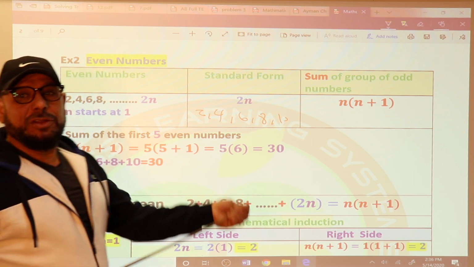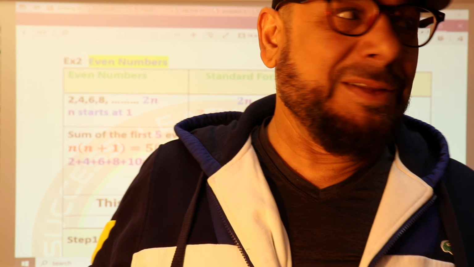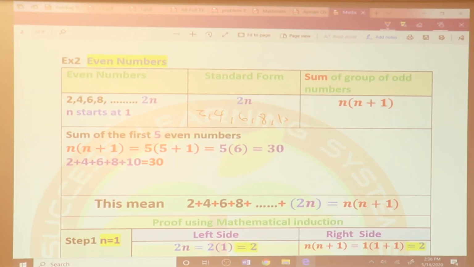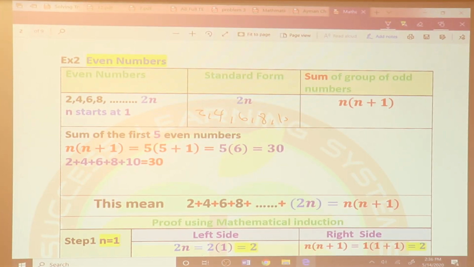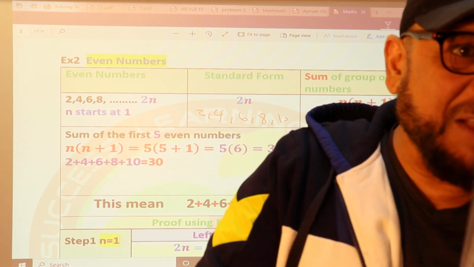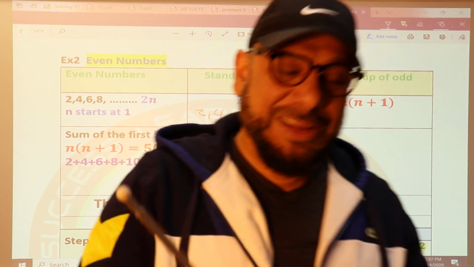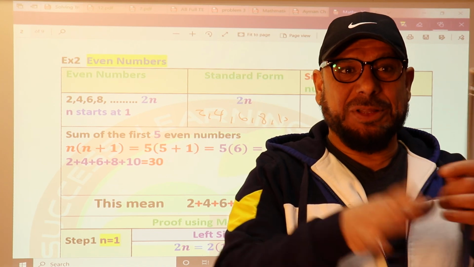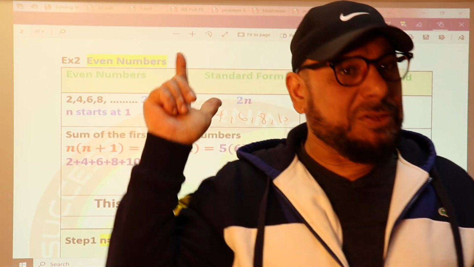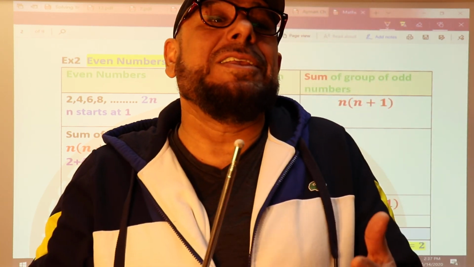What's the sum of the first 5 even numbers? The rule is n times n plus 1, which is 5 times 6, which is 30. Try it: 2 plus 4 plus 6 plus 8 plus 10 is 30. These are 5 numbers. You see how easy it is?